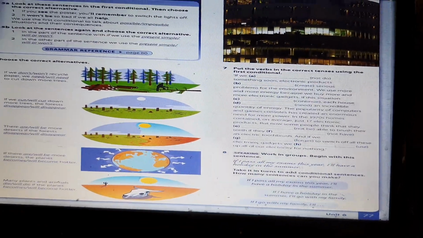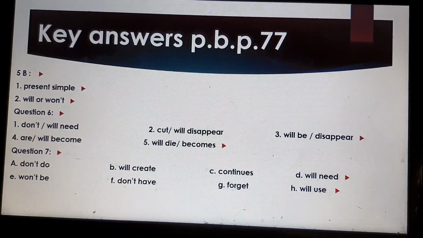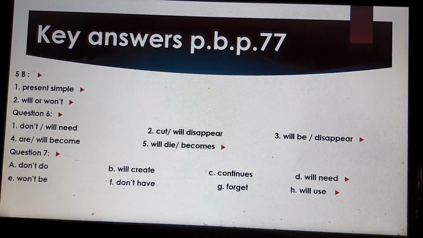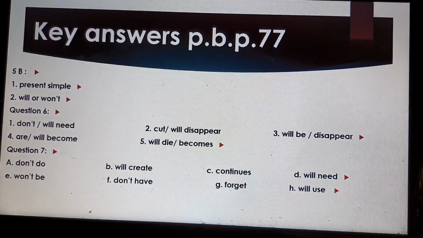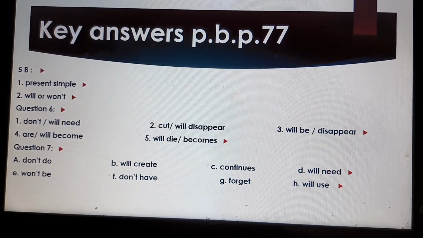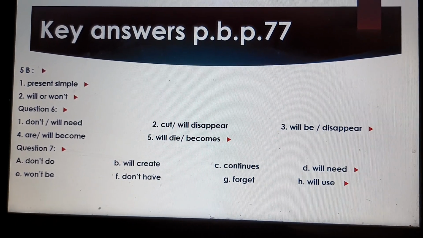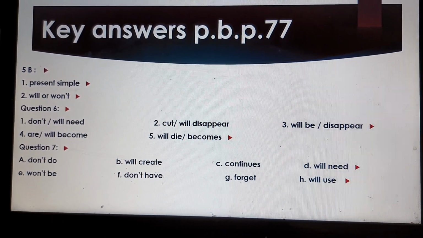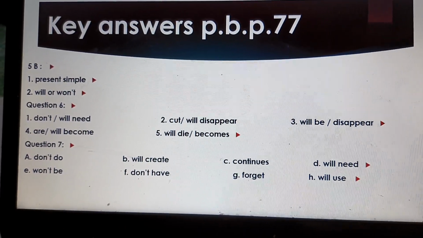We have the key answers. Yes, here we have the key answers for question number 5B. Number 1 present simple. We have number 2 will or won't. Question 6 number 1 don't and will need, will disappear, will be, are and will become, will die, becomes, and these I already answered with you on page 77.